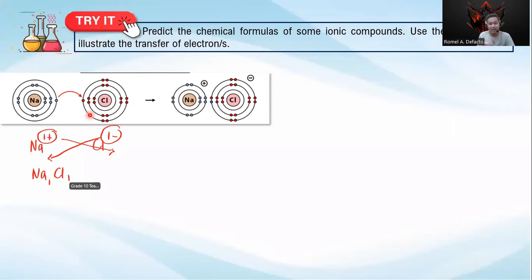Na1Cl1. But in this case, we do not write the 1 anymore because it simply means that there's one Na atom and there's one Cl atom or ion. Okay? So in this case, the formula is now NaCl. Okay, this is the formula. So it says, use the Lewis dot structure to illustrate the transfer of electrons. So we will simply focus on this illustration.